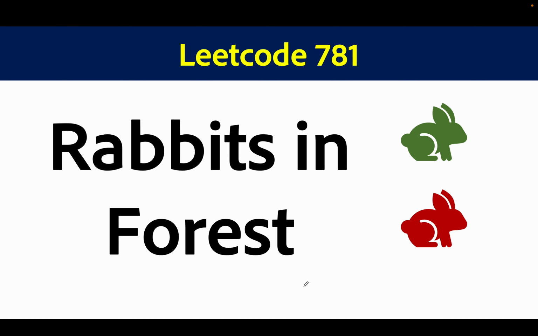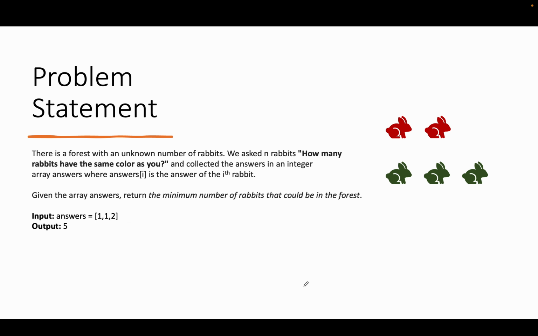Hello friends, this problem is called rabbits in forest. So let's see the problem. It says that there is a forest and there are an unknown number of rabbits. We asked n rabbits. So there are more than n rabbits in the forest, but we ask n of them, like how many rabbits have the same color as you? And we record their answers in an array, and this size is nothing but n.